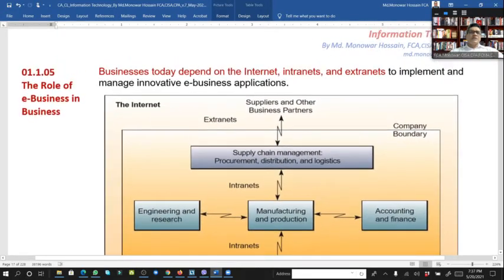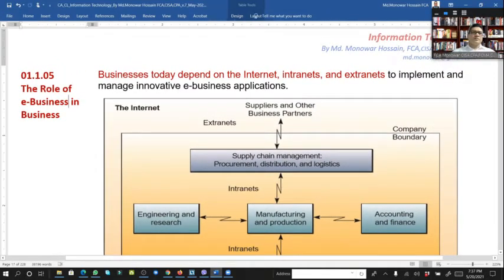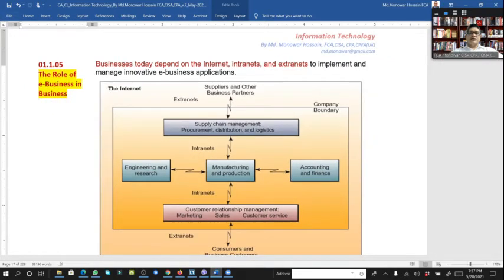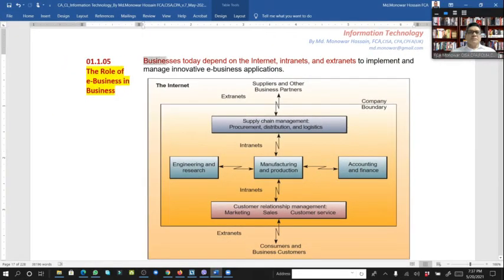Now the role of e-business in business. We are in chapter 1. So business today depends on the internet, intranet, and extranet. What is the internet? We know it. And what is an intranet? An intranet is within the organization, and an extranet is outside the organization. So those are the three items here.